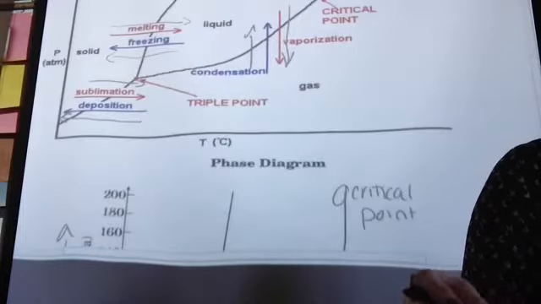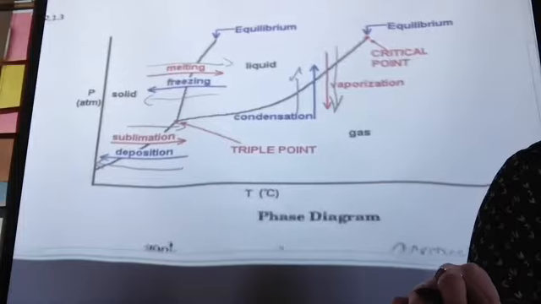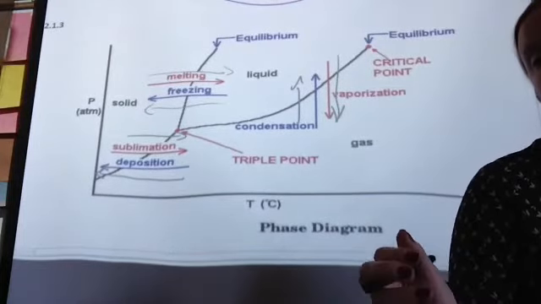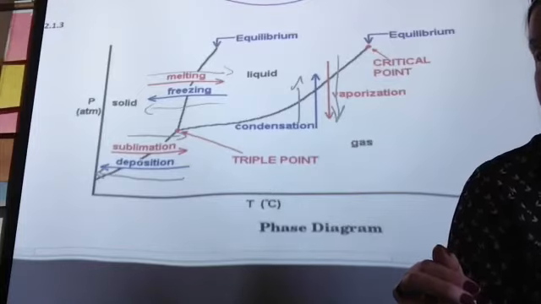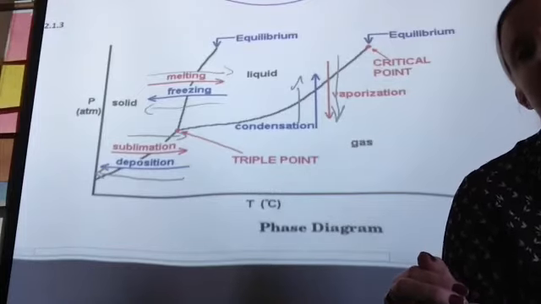All of these vocabulary words are on this diagram. You simply need to know how to transition from phase to phase and how to increase pressure, decrease pressure, increase temperature, and decrease temperature.